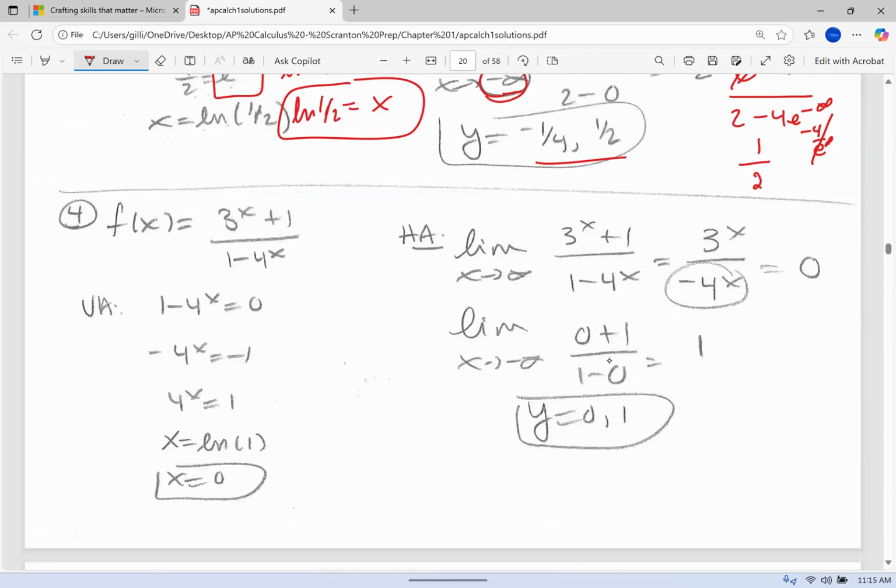And number 4, I'm going to set the bottom equal to 0 by subtracting 1, divide by the negative, and how will I undo that? Is Ln both sides, and the natural log of 1 is 0.